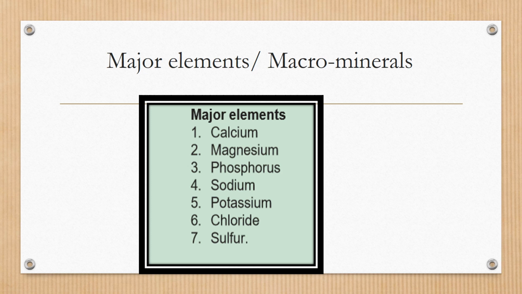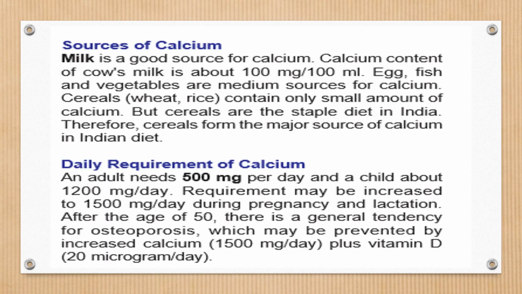So these are the major minerals. These seven are the major minerals, and we will talk about each of them one by one.